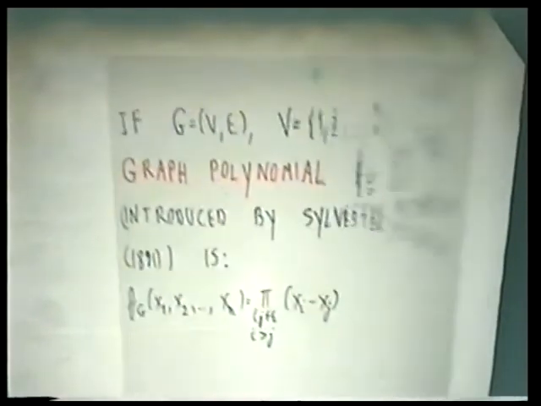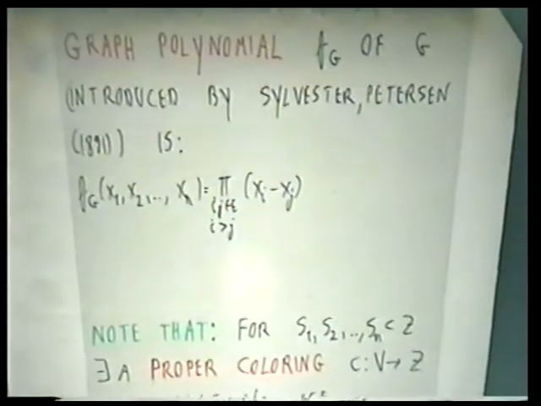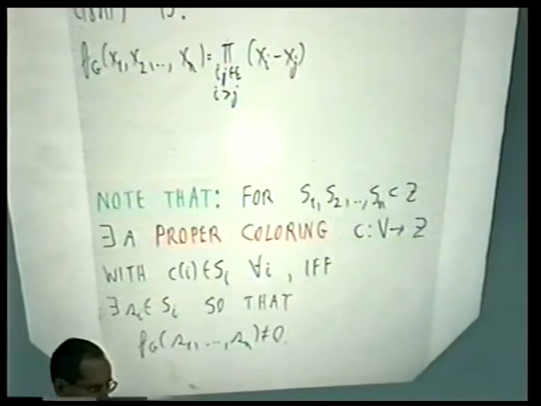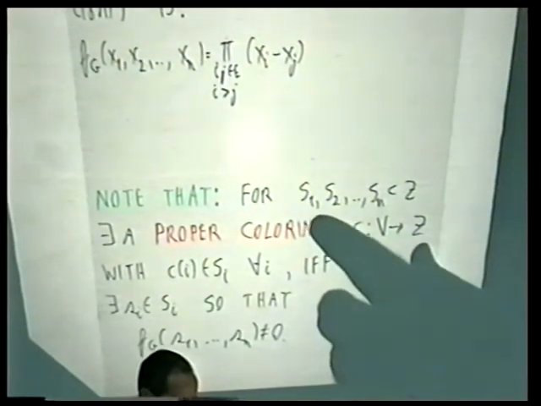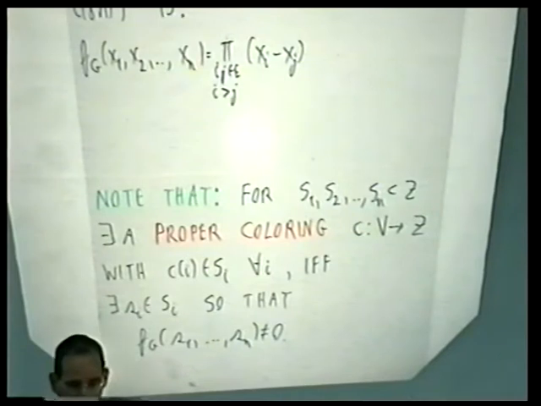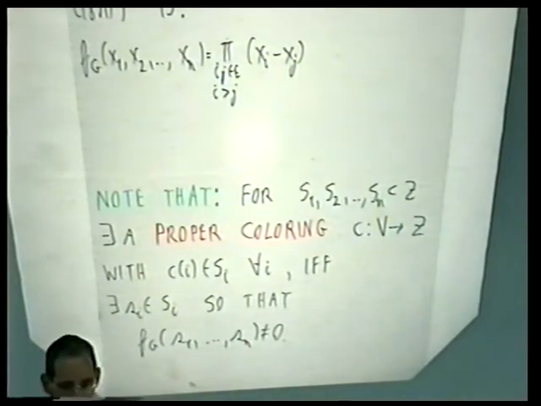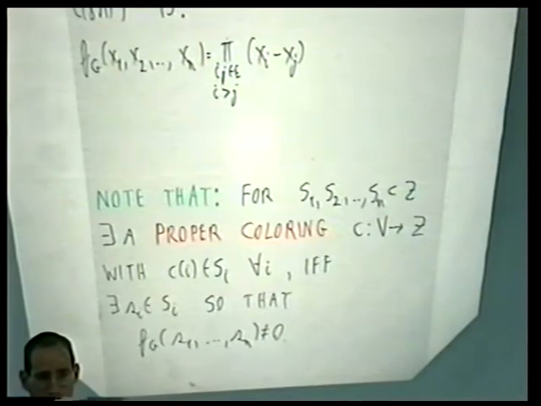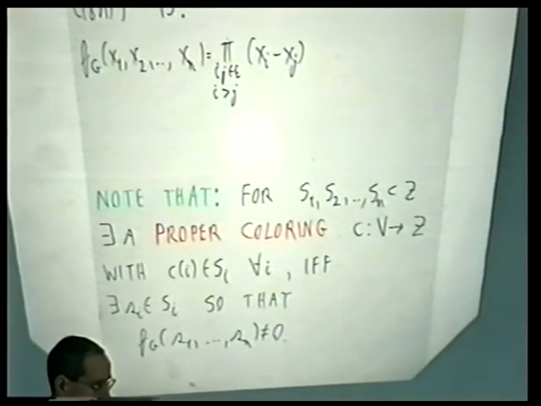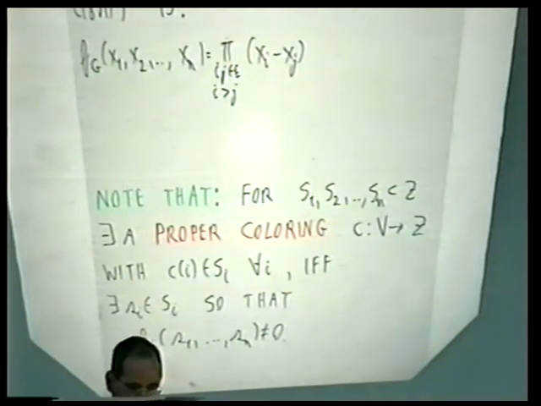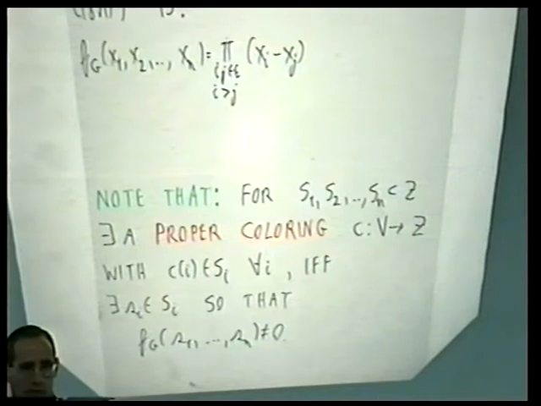Now here is a very simple remark that follows just from the definition. If you give me a list of colors, so let's say that I'm supposed to color the first vertex by something from S1 and the second by something from S2 and so on, and the nth vertex by something from Sn, then there exists a proper coloring, assigning vertex number i a color from Si, if and only if there exist some little si in capital Si so that when I substitute them in the graph polynomial, I get non-zero. Right? So it's just from the definition.